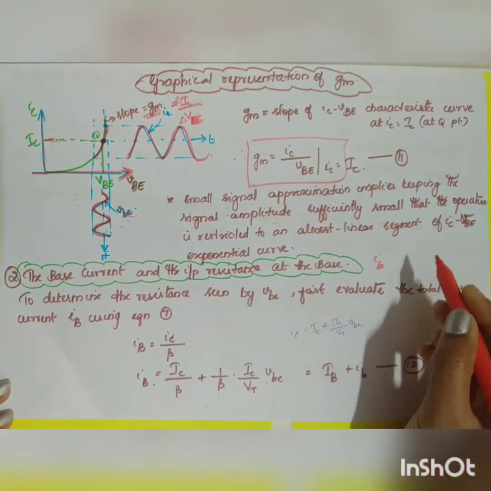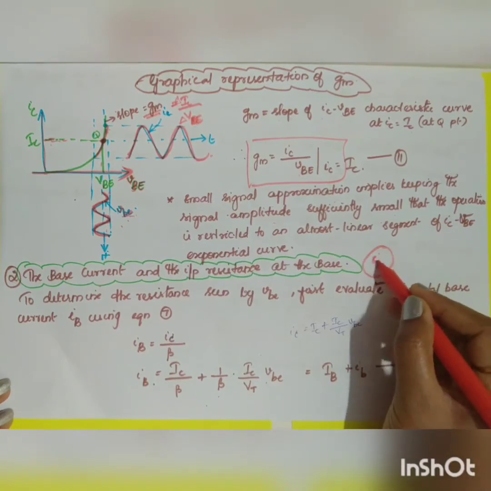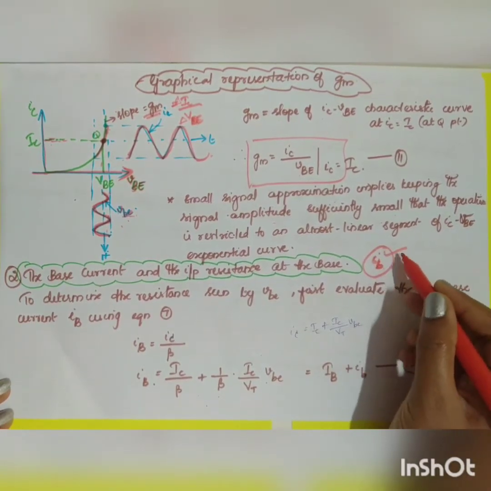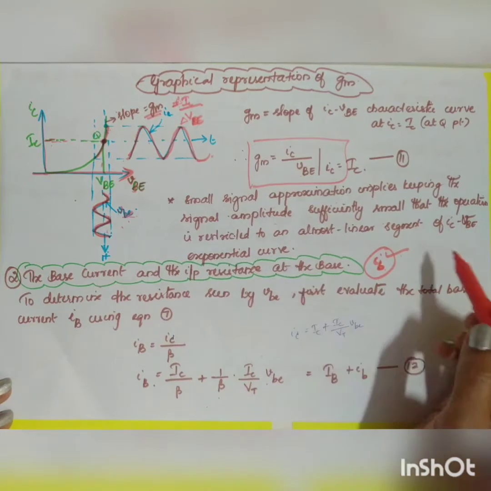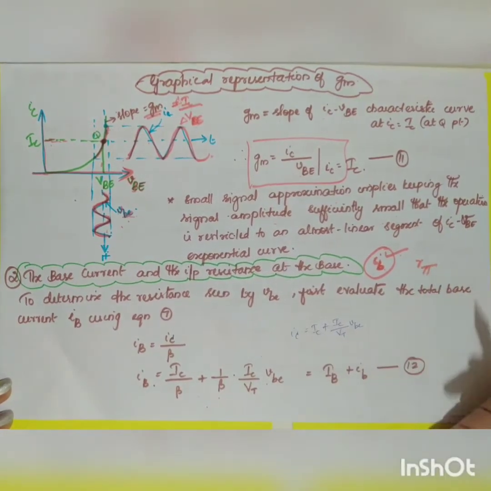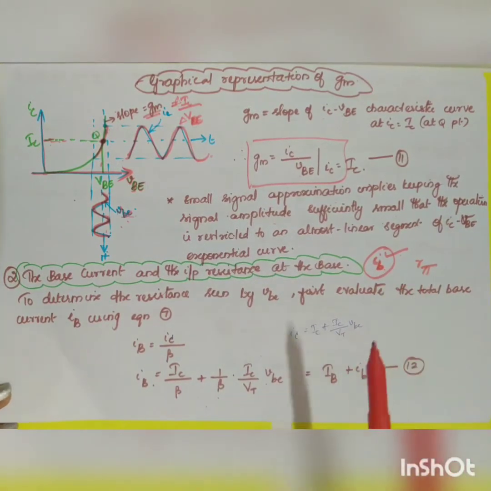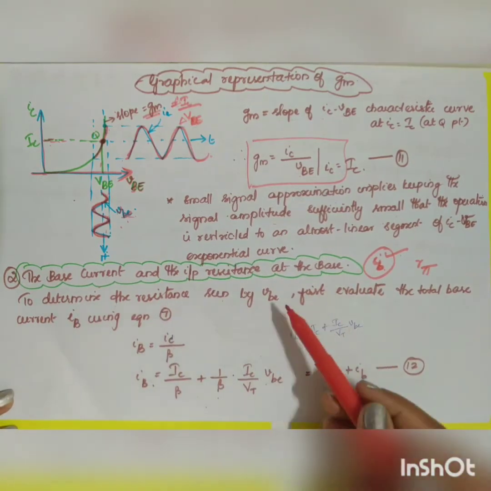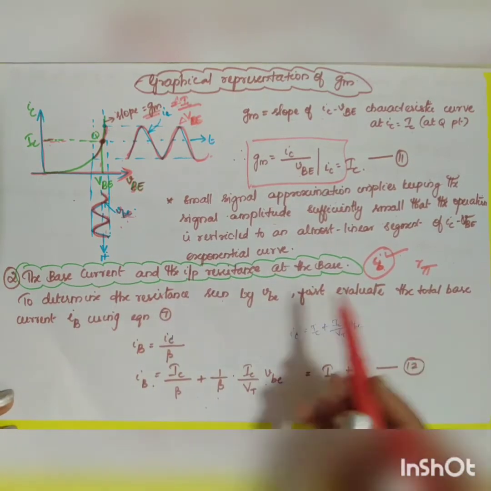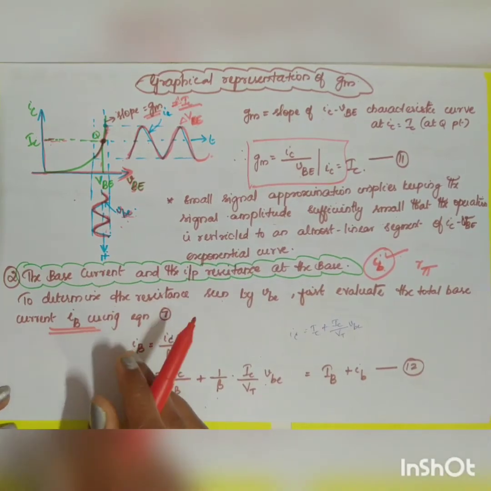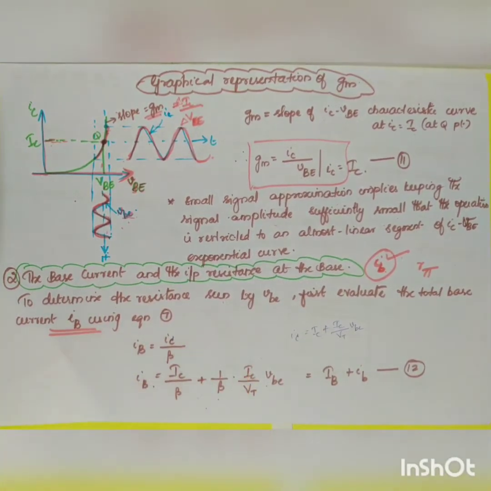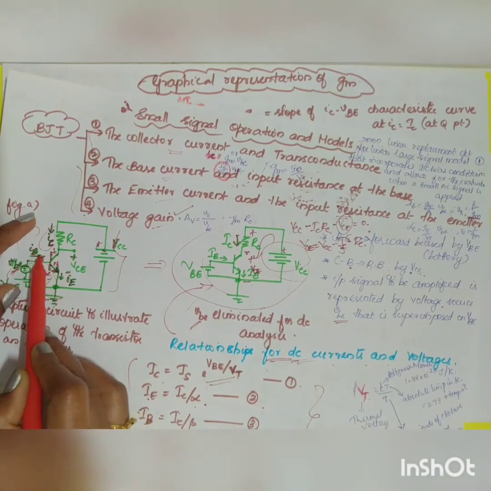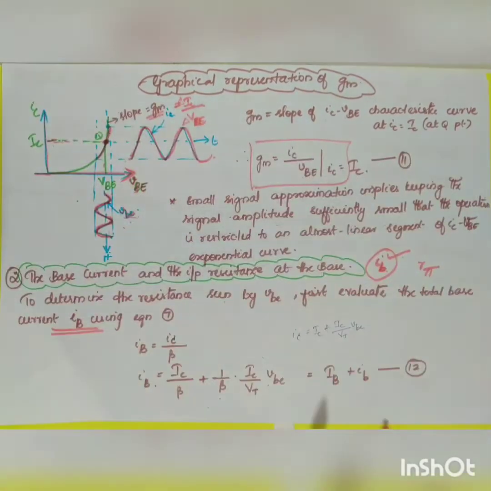So what is your value? You have to find out i small b, right? Because it is the small signal base current and input resistance. The input resistance is given as R pi, R suffix pi. Okay, so to determine the resistance seen by VBE, first evaluate the total base current, small i capital B. So this is your total base current which you are going to evaluate.